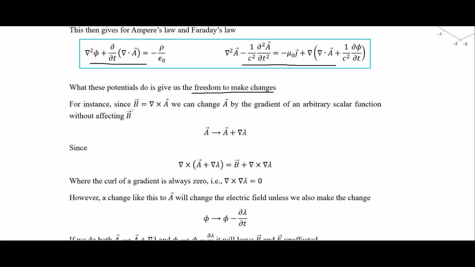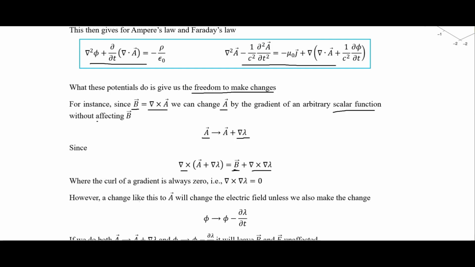For instance, we have our magnetic field being the curl of this vector potential. We can change the vector potential by the gradient of an arbitrary scalar function without affecting B. We can take our vector potential and add the gradient of some scalar function, because if we take the curl of this, it's the magnetic field plus the curl of this gradient, which is always 0.